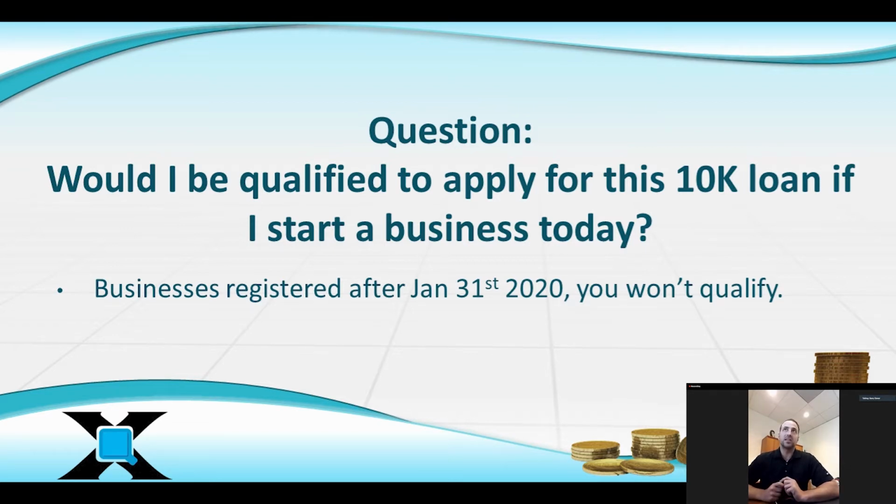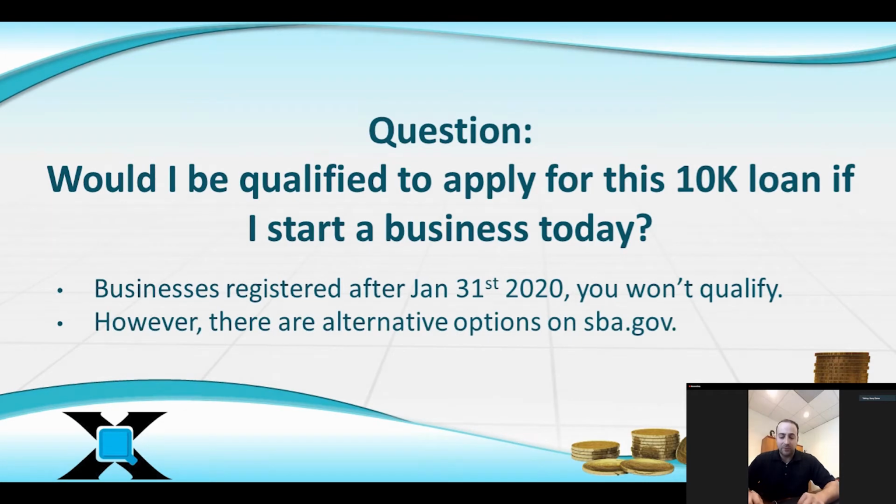However, you can still visit the SBA.gov/coronavirus website. And they will have different alternative options, but unfortunately, you will not qualify for the $10,000 grant if you didn't already incorporate or have a business in operation before January 31st, 2020.